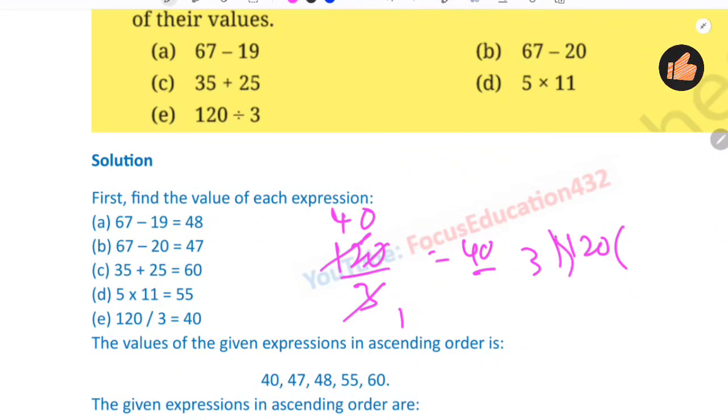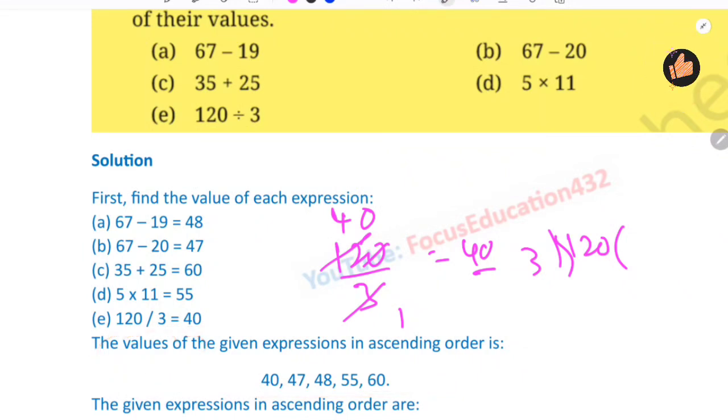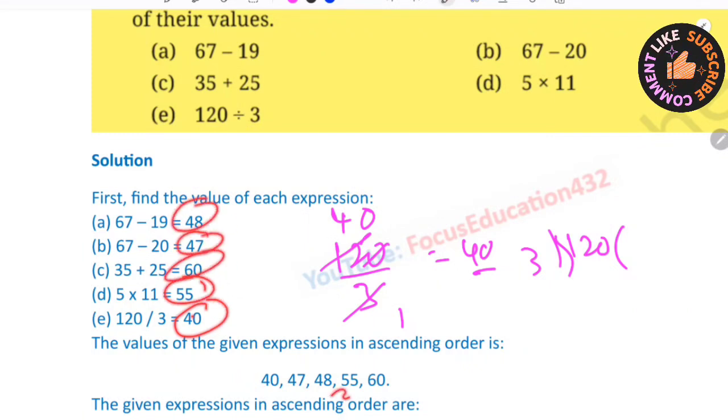Now we have got the values, right? So what can we do with these values? We can arrange them now. The values are not asked in the question, but we have to arrange the expressions, so first I am arranging the values. What is the smallest one? 40, then 47, then 48, then 55, then 60.